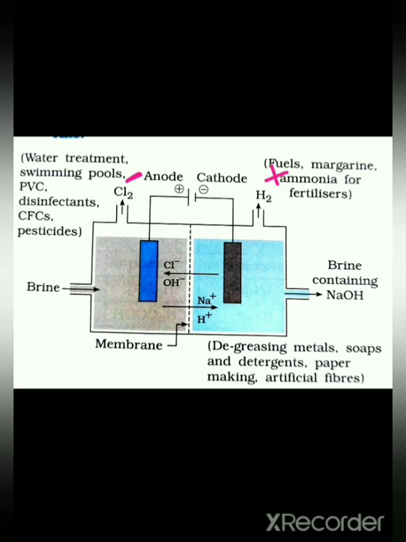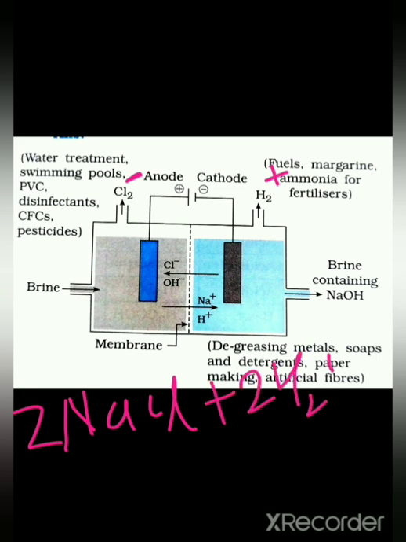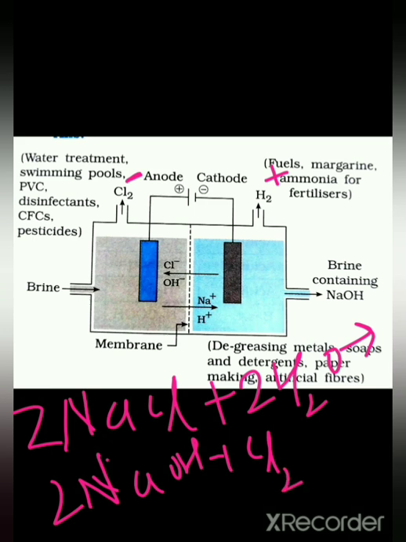The reaction for this is 2NaCl plus 2H2O, which gives 2NaOH plus chlorine gas and plus hydrogen gas will evolve.